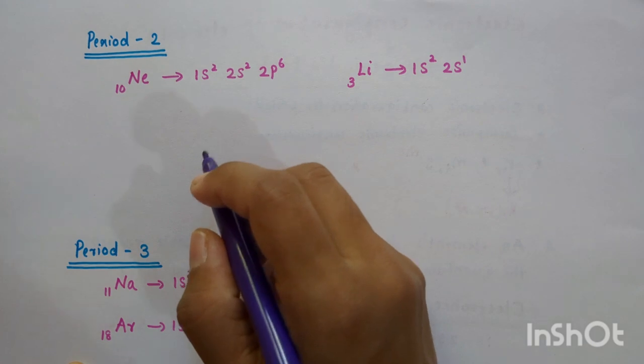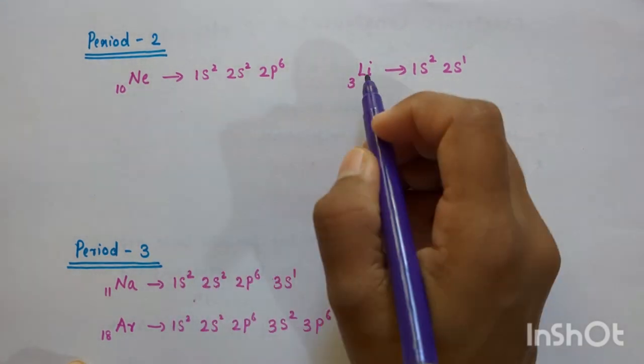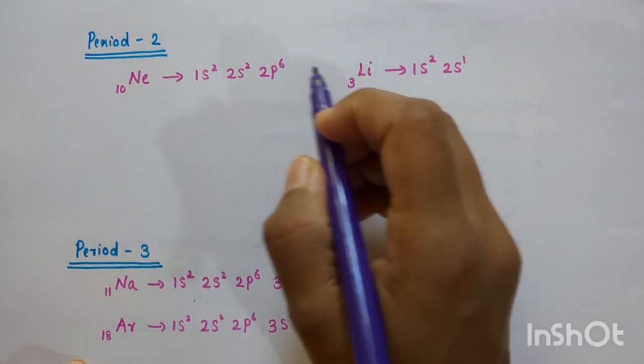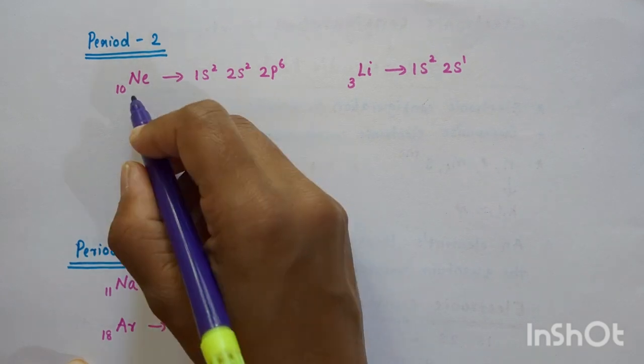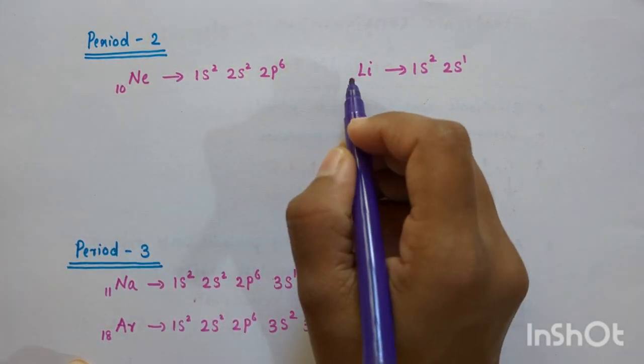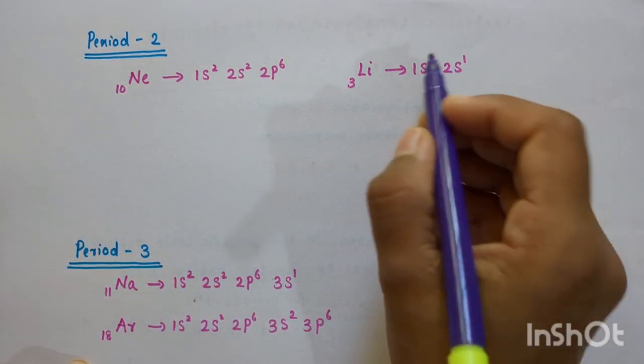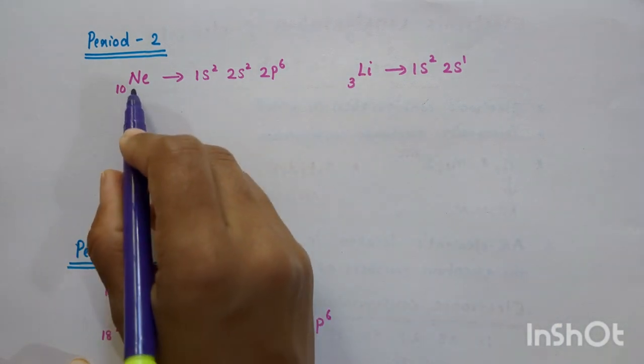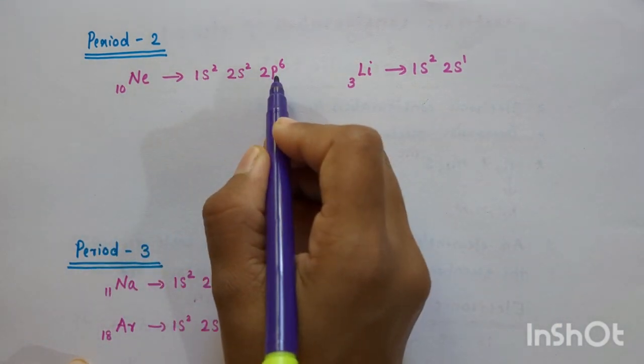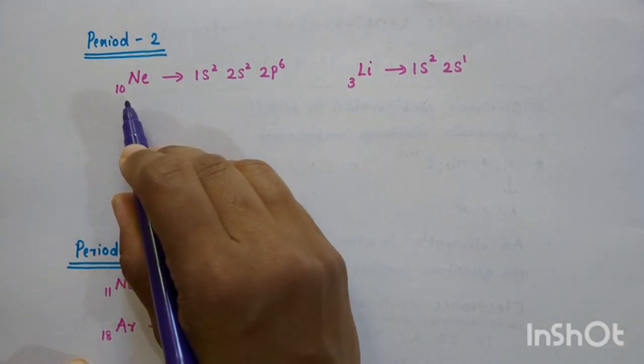So the second period of the periodic table starts with lithium with atomic number 3 and ends with neon with atomic number 10. The electronic configuration of lithium is 1s2 2s1, so 2 plus 1, 3 electrons. For neon it is 1s2 2s2 2p6, so 6 plus 2 is 8, plus 2 is 10.